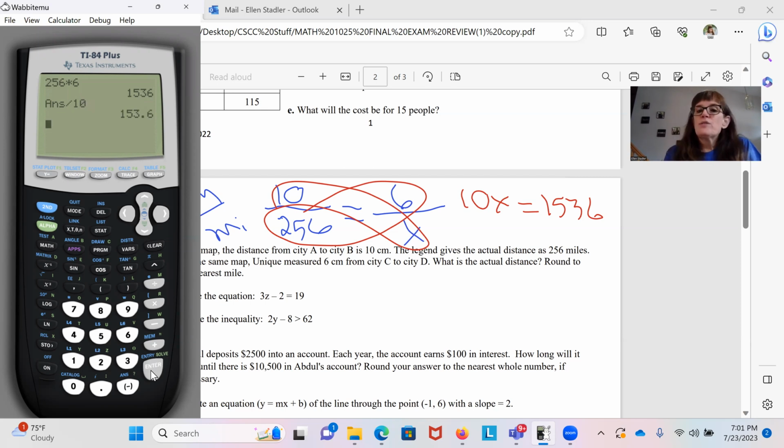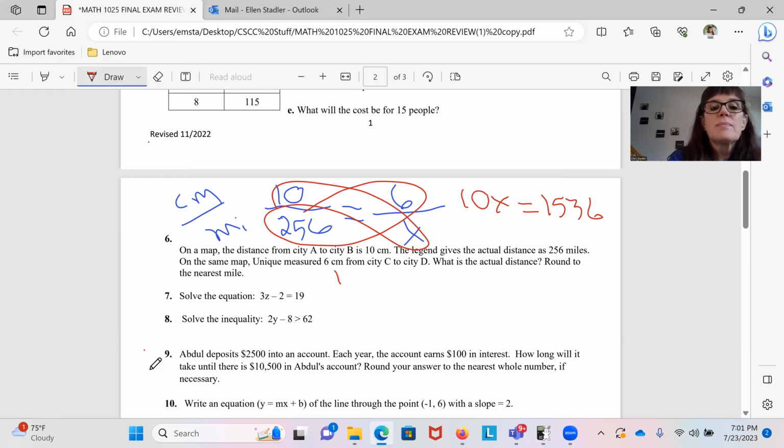We get an answer of 153.6. But the problem tells me to round to the nearest mile. So 153.6 is closest to 154 miles. So that finishes number 6.